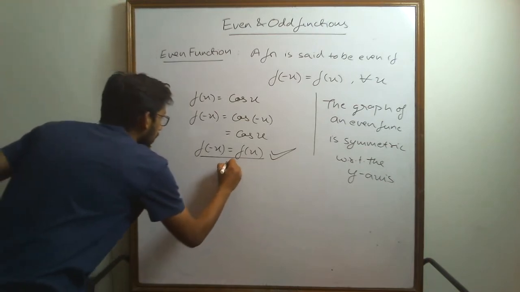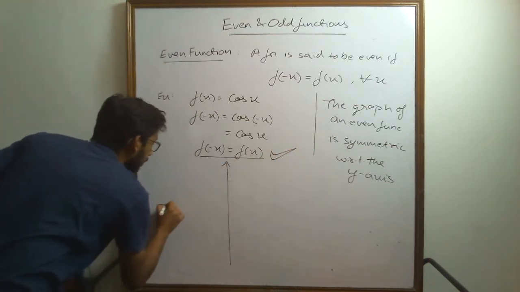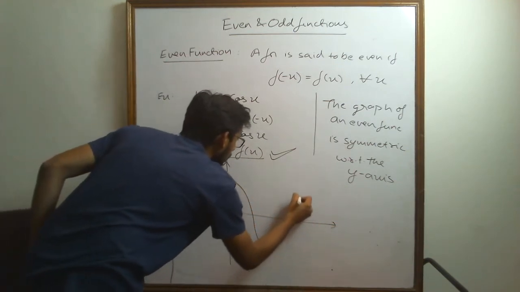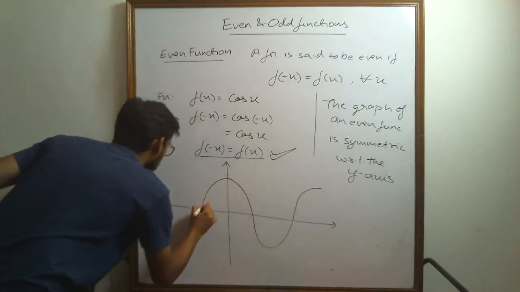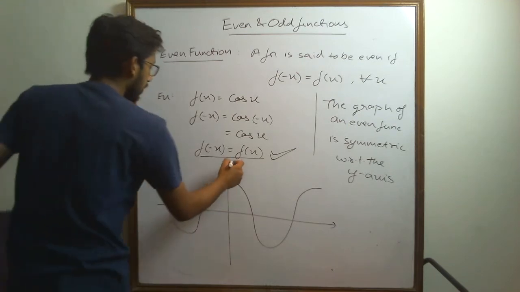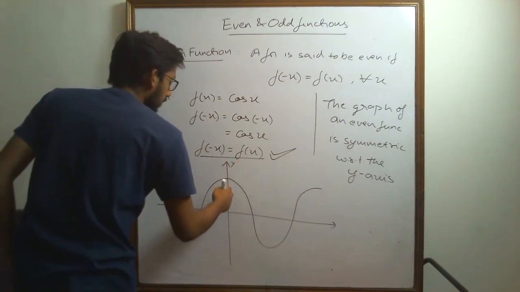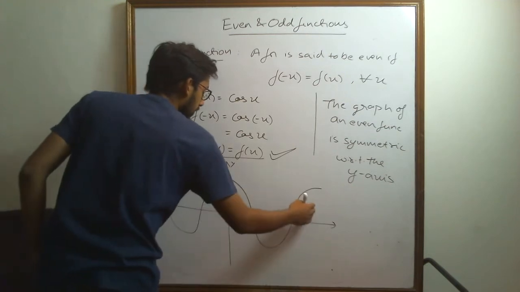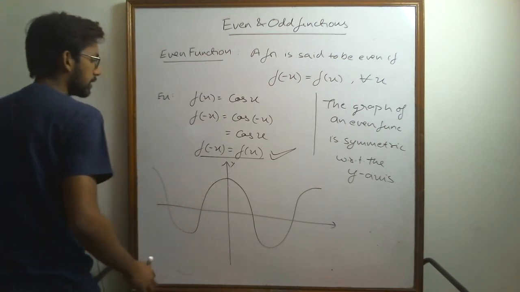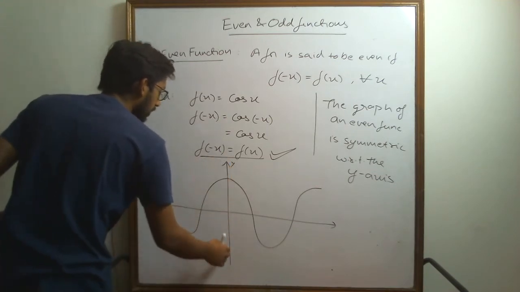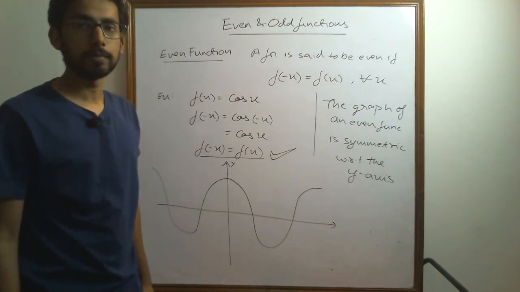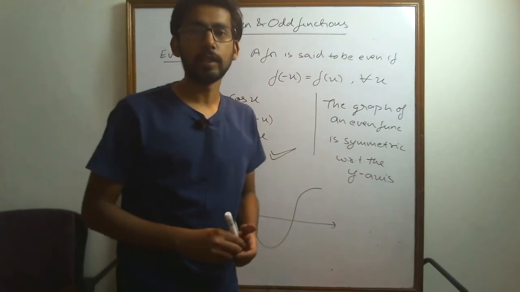Let's look at the graph. It should have this property. So the graph of cos x is something like this. And if you look here, this is the y-axis, and as the graph on this side, the same graph is being made on this side. That means there is a mirror image with respect to the y-axis. So it's symmetric with respect to the y-axis. This is the property of an even function.